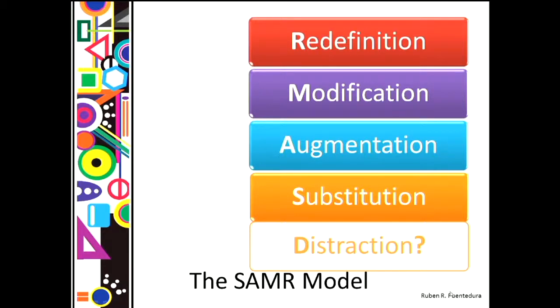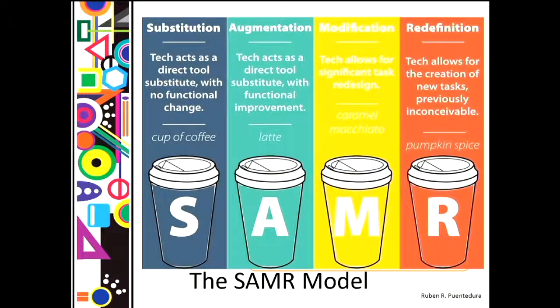And in that case, it was a distraction. And I've seen lots of examples in real classrooms where that happens, where we're just using it because, but it actually is a negative, not a positive. I found this on Twitter this week, and I thought it was really, really nice. So we can look at SAMR as just, at the lowest level, a cup of coffee. We can improve it a little bit by making it a latte. If we want to get really exciting, we could make it a caramel macchiato, and then redefining it into pumpkin spice. I thought that was really cute, so I had to put that in there.